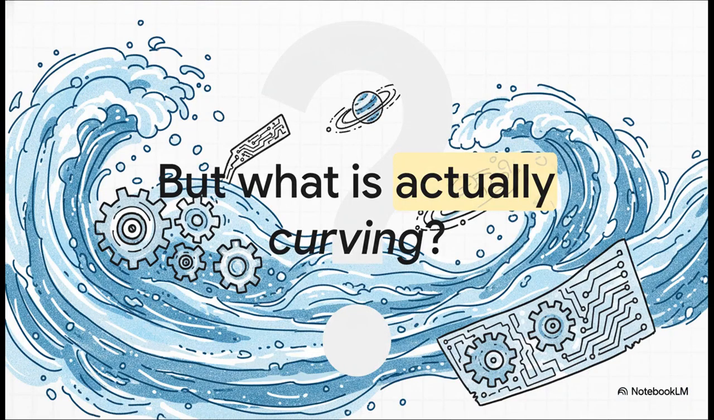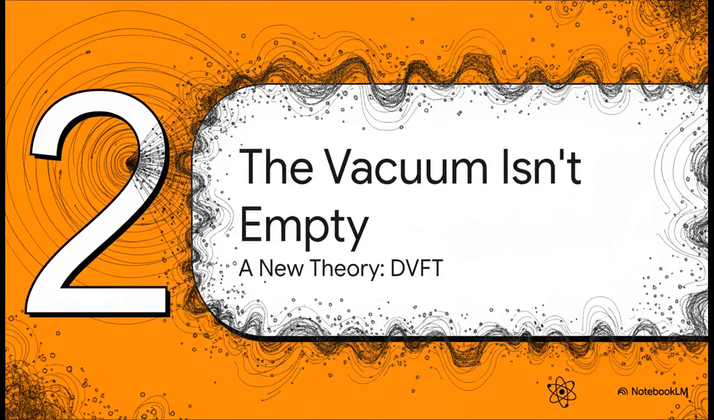And yet, for all its amazing power, GR has this gap. It gives us the rules for how space-time behaves, but it doesn't give us a physical explanation for what the underlying medium is. It describes the motion, but not the ocean. And that gap is exactly where a new idea comes onto the scene. It's called dynamic vacuum field theory, or DVFT for short, and it proposes a pretty radical answer. The vacuum of space isn't empty. It is the ocean. It's the physical stuff we've been looking for all along.